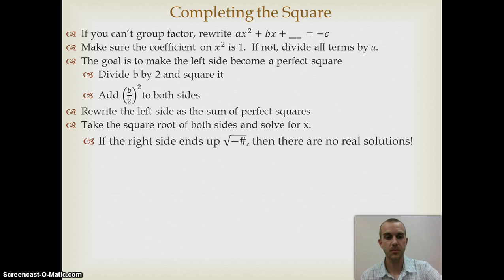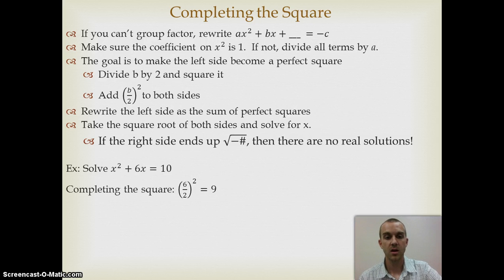Let's look at an example. So if I did x squared plus 6x equals 10, if I move the minus 10 over, I'm not going to be able to factor that because there's no factors that are product of negative 10 and add to be positive 6. So I go the other route.